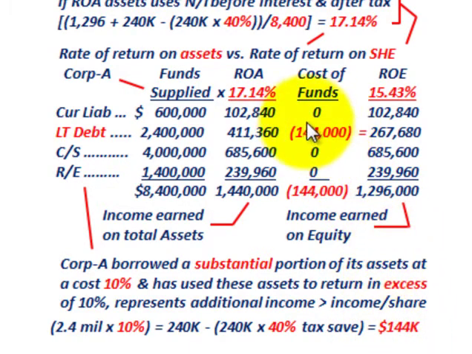So going back up to our chart, our cost of funds, we would be subtracting that from the return on assets. We're going to come up with, that's the difference, $411,360 less the cost of funds, $144,000. So our return on equity would be allocated in that long-term debt at $267,680. So what we did, just for information and comparison purposes, is we did the return on assets based on our 17.14%, and then we had to subtract out our cost of funds to come out for return on equity at 15.43%.